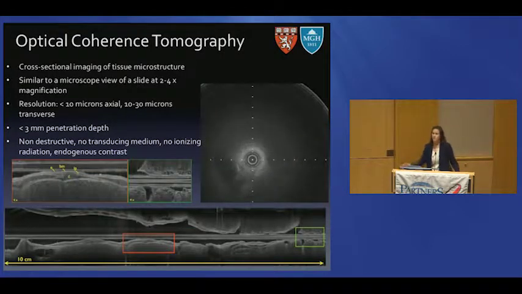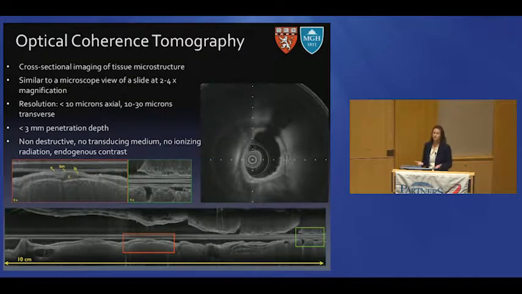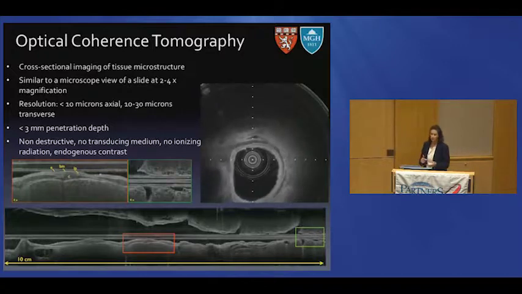So what is optical coherence tomography? In its simplest terms, it can be thought of as the optical analog of ultrasound. Basically, instead of sound waves, we're directing light into the tissue and we're measuring the amount of backscattered light. So essentially, we can create cross-sectional images of tissue microstructure by scanning the light across the tissue.